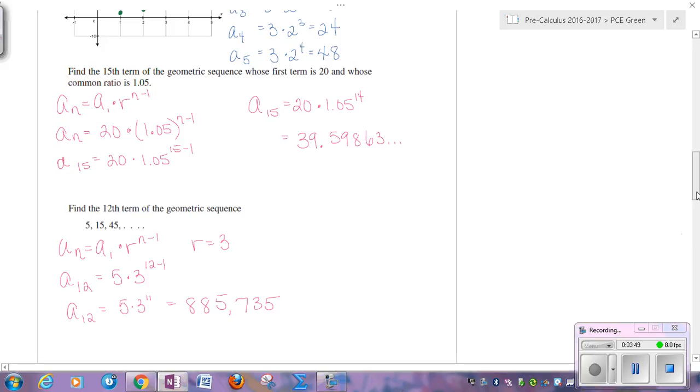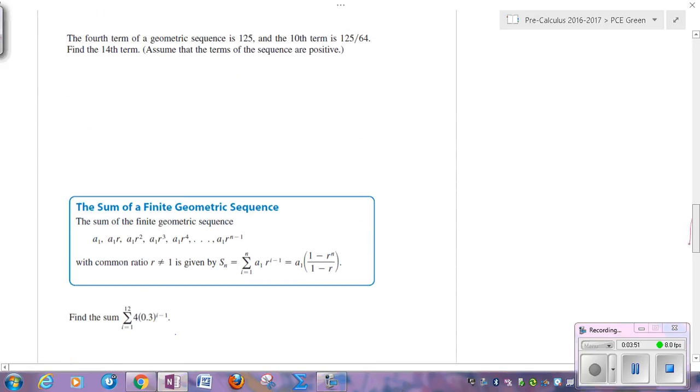All right, let's take a look. What do we got here for the next question? The 4th term of a geometric sequence is 125, and the 10th term happens to be 125 over 64. Find the 14th term. Now, in a geometric sequence, remember, they can alternate positive, negative, so that's why they're giving you the disclaimer here that you assume that all of your terms in the sequence are positive.